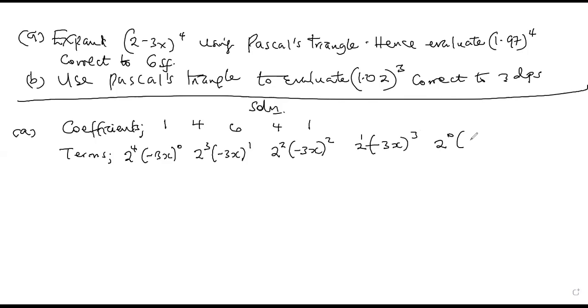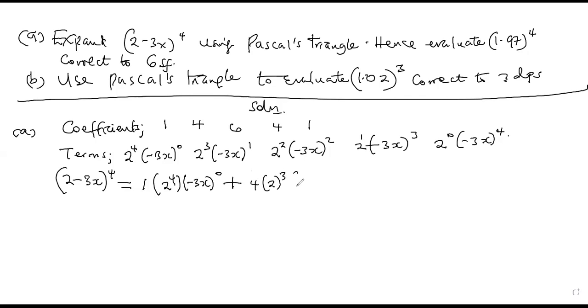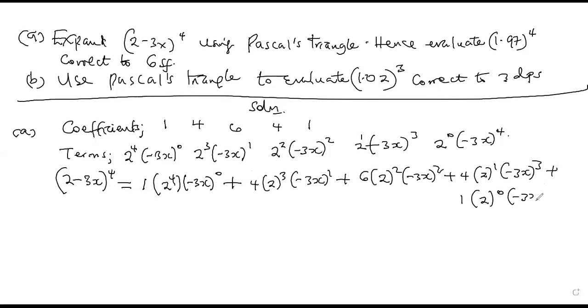I'll have 2 to the power 0, negative 3x to the power 4, implying that my expansion of (2 minus 3x) to the power 4 is going to be equal to, now we shall be putting 1 into 2 to the power 4 and negative 3x to the power 0, plus 4 into 2 cubed and negative 3x to the power 1, plus 6 into 2 squared and negative 3x to the power 2, plus 4 into 2 to the power 1 and negative 3x to the power 3, then plus 1 into 2 to the power 0 and negative 3x to the power 4.